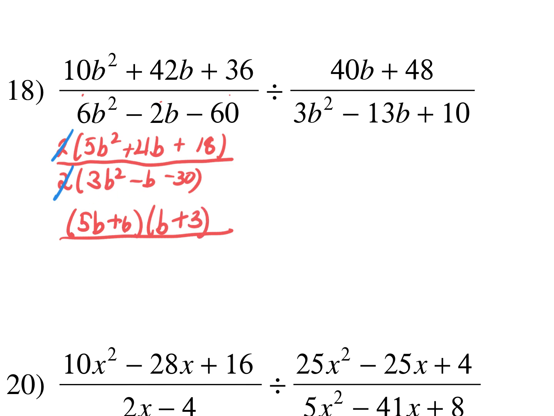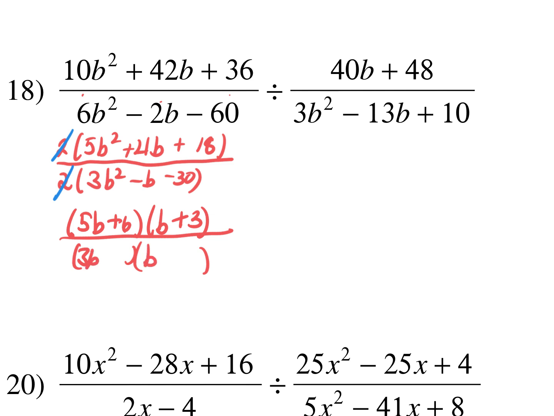Remember to always check. 5b times b is 5b squared. 15b and 6b, 21b. 6 times 3, 18. We have a similar situation with the denominator here. So 3b squared. This one is a little bit less complex because we know it can only be 3b times b.